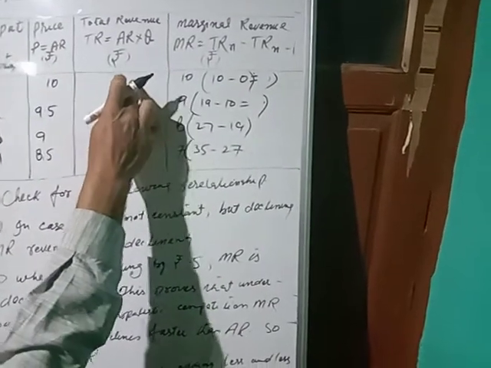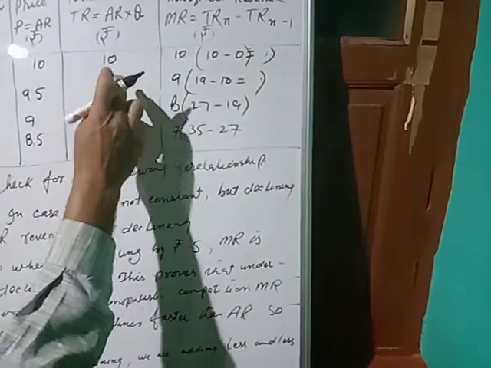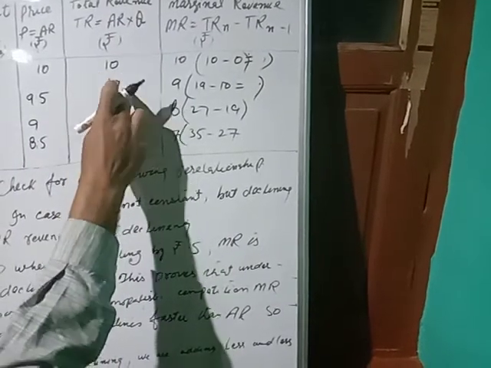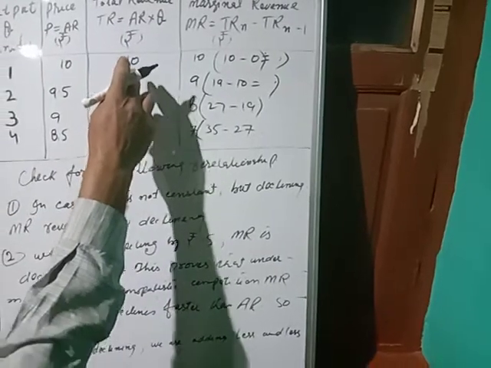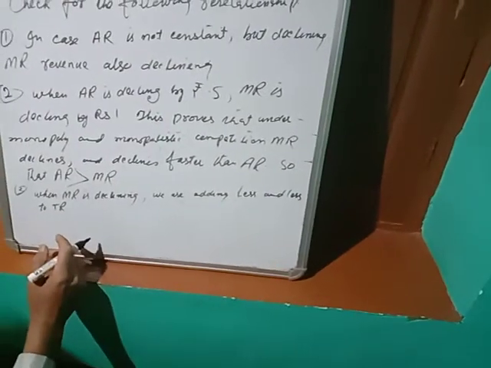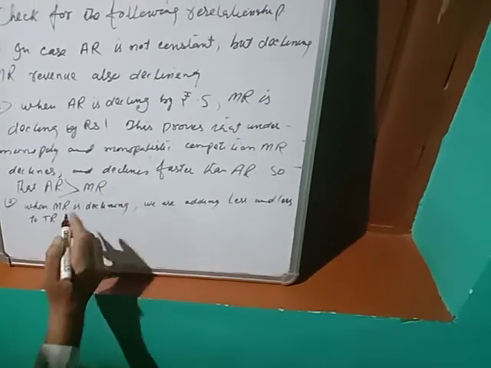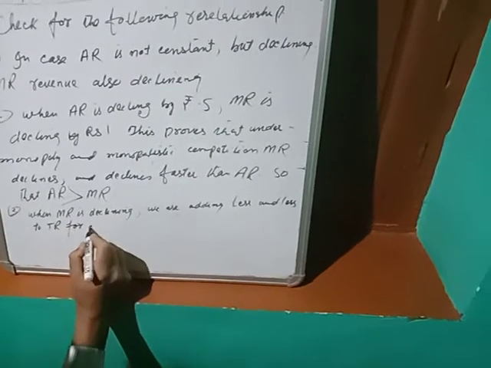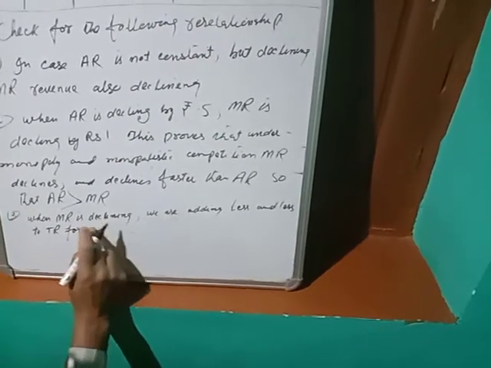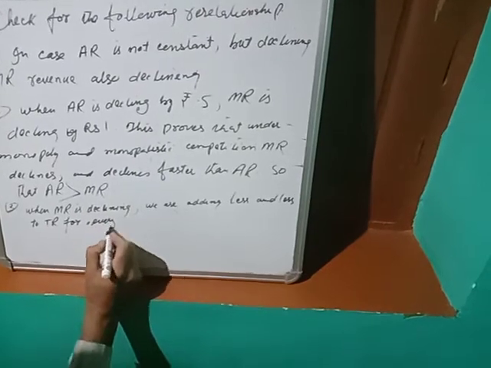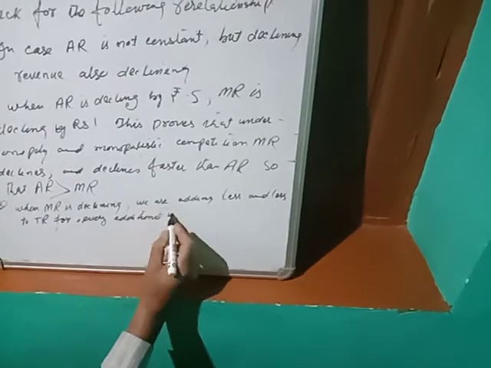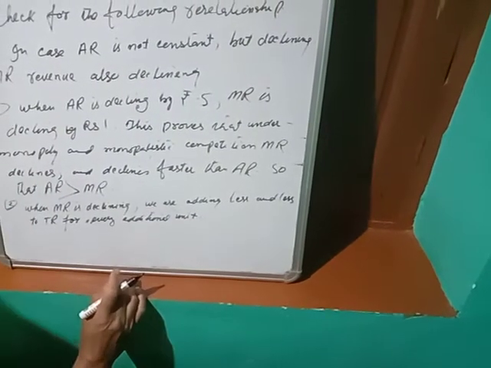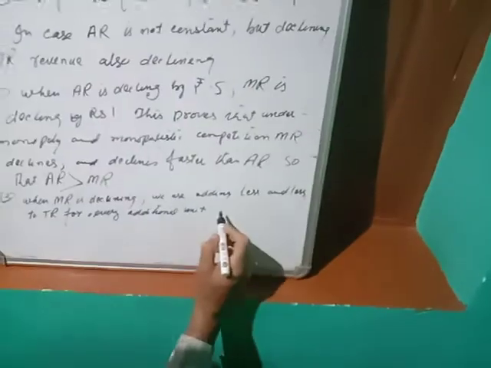That means 10, after second it is 19, that means additional 9, then it is 27, less than this 9 which has been added from the second, and so on. Adding less and less to TR for every additional unit sold.